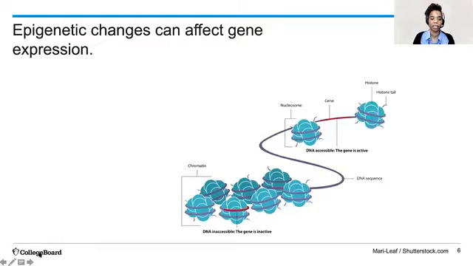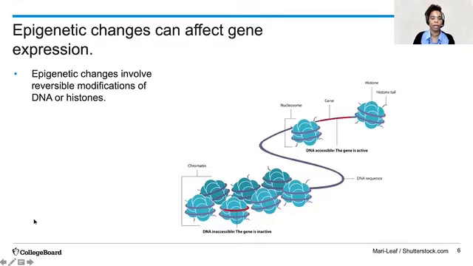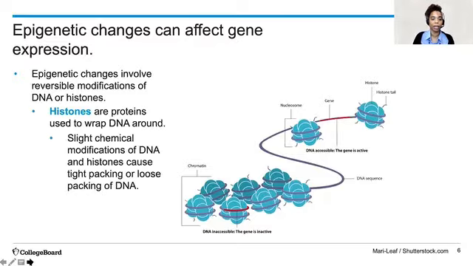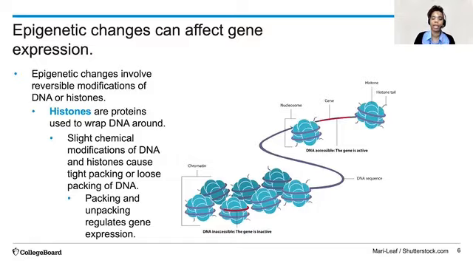Epigenetic changes can affect gene expression as well. Epigenetic changes involve reversible modifications of DNA or histones. And histones are proteins used to wrap DNA around or wrap around DNA. The DNA can either be tightly coiled or it can be loosely coiled. Those slight chemical modifications of DNA and histones cause that tight packing or the loose packing of the DNA. And the packing and the unpacking regulates gene expression.